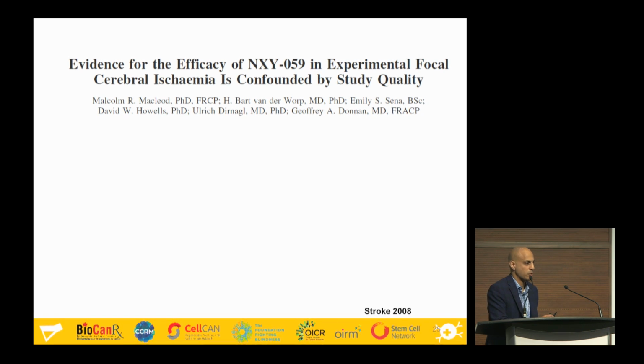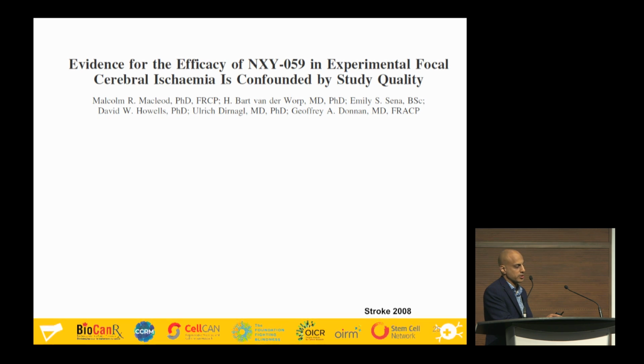This was the seminal work that really looked at this in a systematic manner. And it's around this agent called NYX059, which is an agent used in stroke. It's an antioxidant or free radical scavenger. So in the late 1990s and early 2000s, there were a number of labs studying NYX059 showing extremely promising results in reducing infarct volume and reducing all the signs and symptoms of stroke in preclinical models.